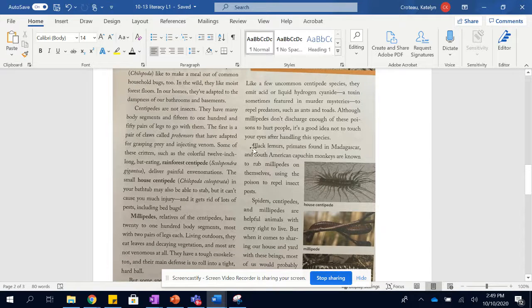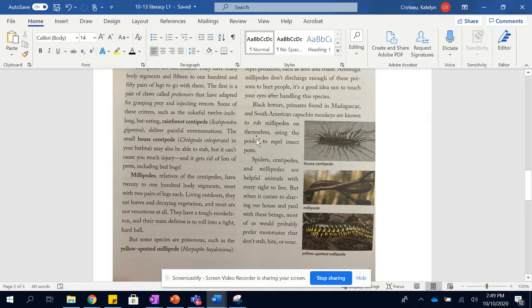Black lemurs, primates found in Madagascar, and South American Capuchin monkeys, just different types of monkeys basically, are known to rub millipedes on themselves using the poison to repel insect pests. So they use it kind of like the way that we might use a bug spray on ourselves if we went camping and we didn't want any mosquitoes or something. Not the same way. Isn't that smart?